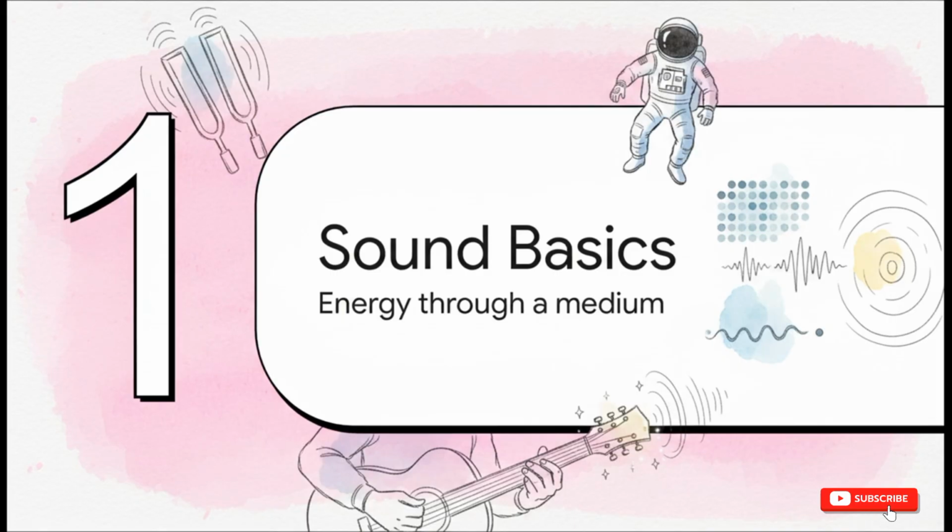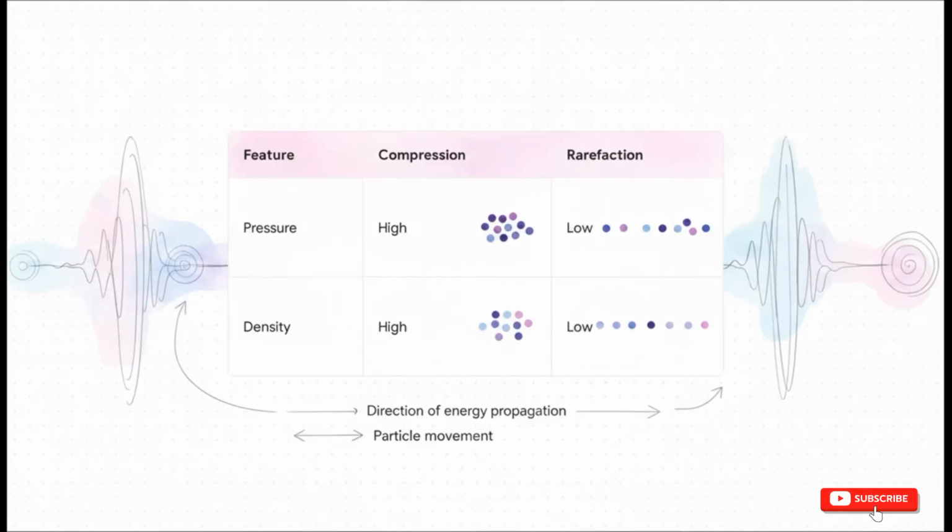All right, Section 1, Sound Basics and Wave Properties. Understanding how energy travels through a medium. Okay, so the absolute foundational rule you need to know is that sound is produced by vibrations, period. And it absolutely requires a material medium to travel. It just cannot exist in a vacuum. No medium, no sound. Now, when sound travels through that medium, it moves as a longitudinal wave.